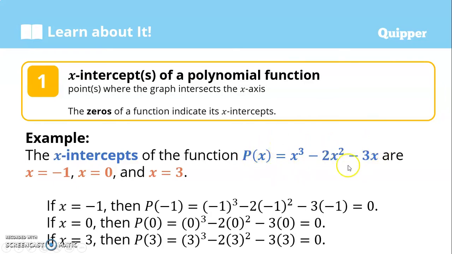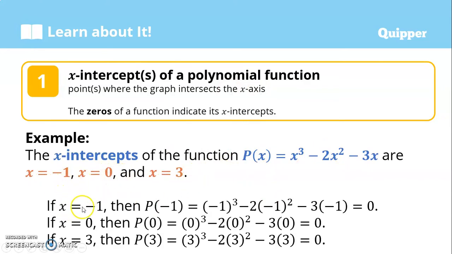Pwede naman factor out mo yung x kasi common yung x. And then, yung remaining, yung depressed polynomial, ifa-factor mo lang din, kasi quadratic na lang yon. So, solving that, hindi na natin i-discuss dito. We have a different video lesson that discussed how to get the zeros of the polynomial. That's actually our previous lesson. So, getting the zeros of the polynomial function, yung zeros niya ay -1, 0, at saka 3.